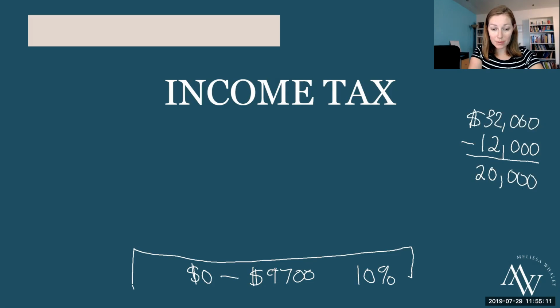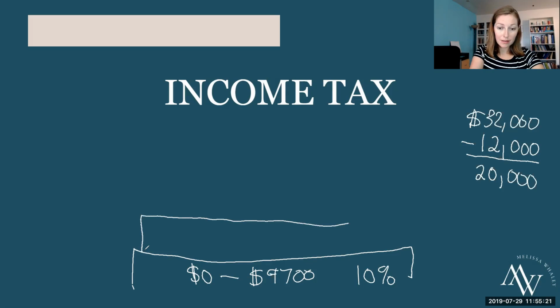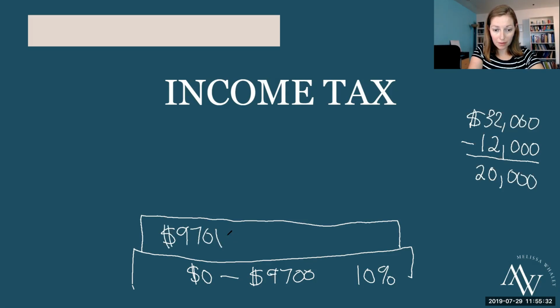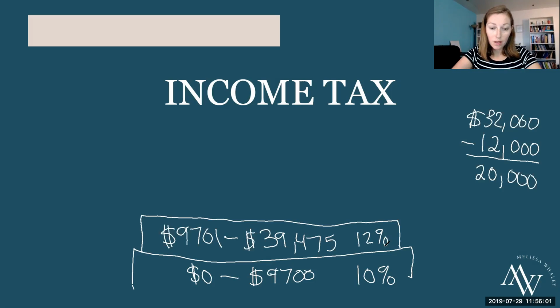So layer number one is between $0 and $9,700. You're paying 10% income tax. The next layer up is for your income between $9,701 and $39,475. Okay, it's a big jump. And you're going to pay 12%.